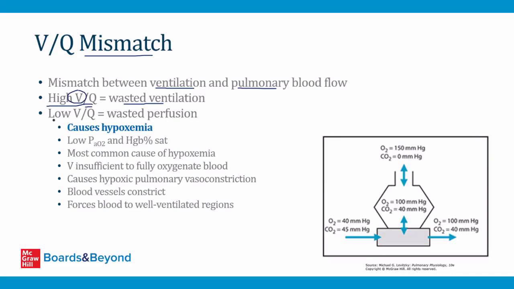What's a bigger problem, however, is a low VQ. This means you have underventilated sections of the lung where there's lots of blood flow but not enough ventilation. In other words, you're wasting perfusion. And this is bad because a low VQ will cause hypoxemia.